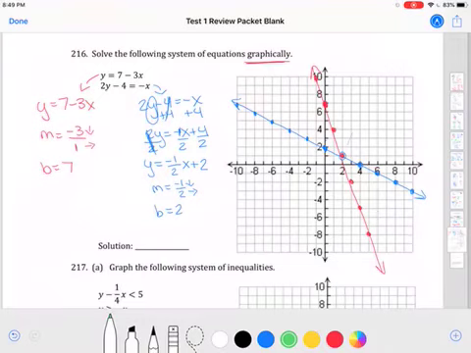So they should both be connected at the end. You'll want to see where they intersected. That is going to be your solution. Your solution needs to be written as x comma y because it's a coordinate point. That x value at that intersection point is 2 and the y value is 1. So my solution is 2, 1.